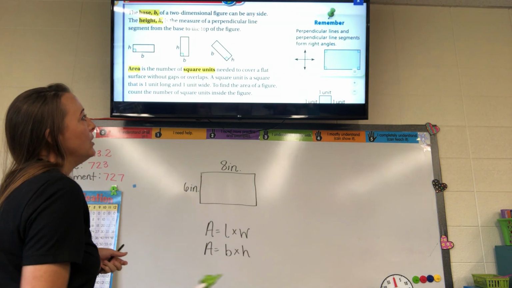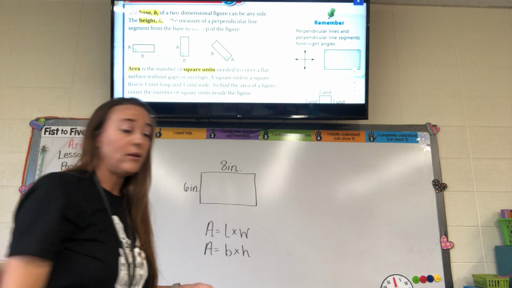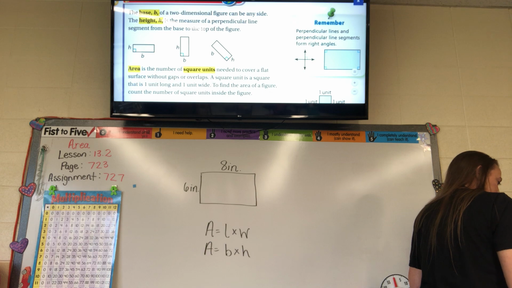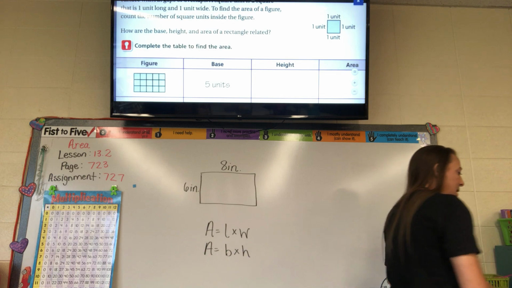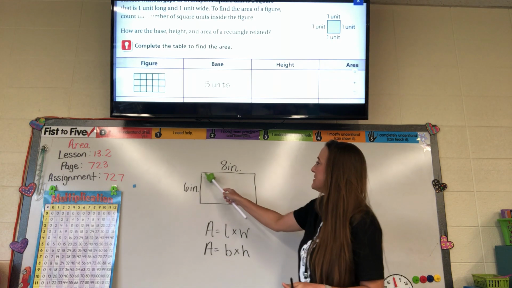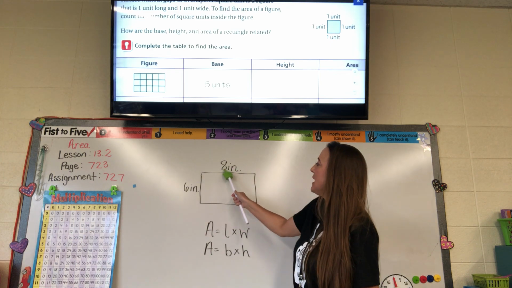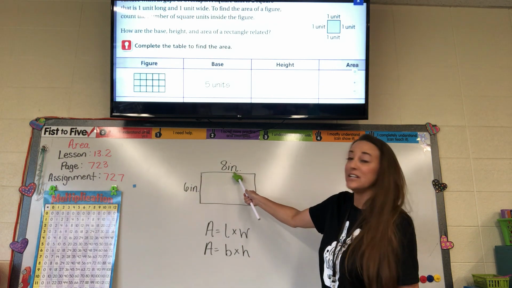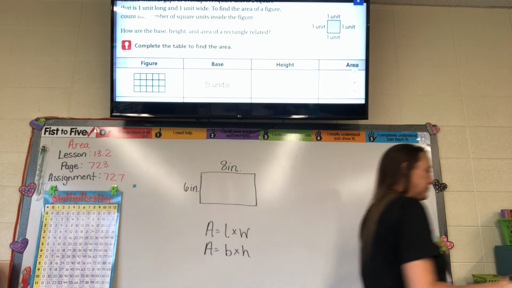Remember, perpendicular lines and perpendicular line segments form right angles, so we're going to see lots of right angles today. Okay, whoops, already starting that. So how are the base and height of an area of a rectangle related? The base is one measurement that's perpendicular to the height, which is another measurement. And when you multiply them together, that would tell us how many square, in this case inches, would cover that entire surface of that figure.